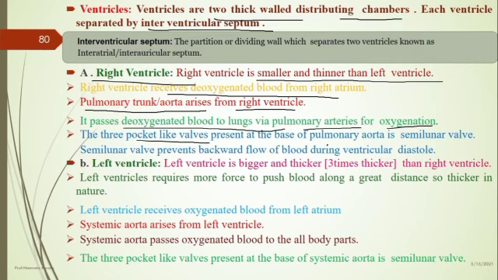for oxygenation. The three pocket-like valves present at the base are called the semilunar valve. Its function is to prevent the backward flow of blood during the ventricular diastole.